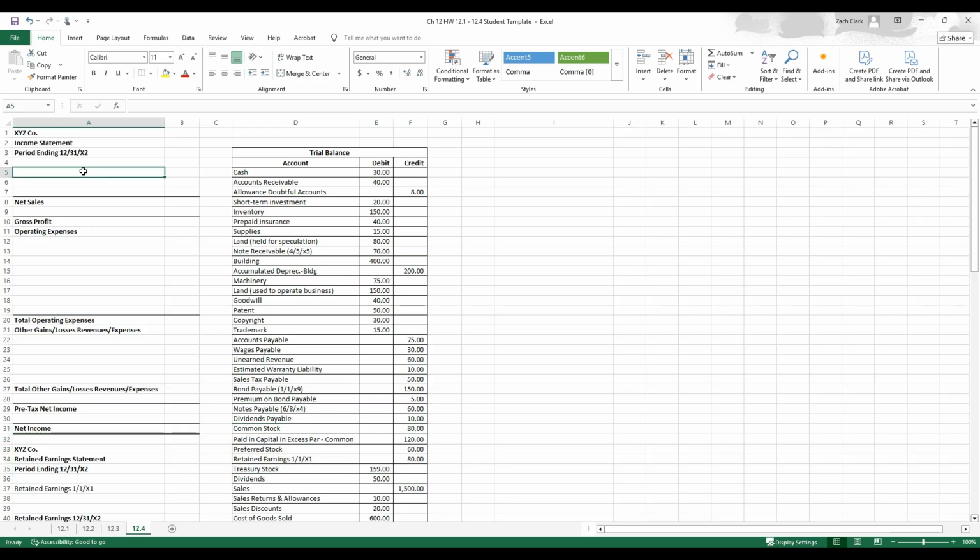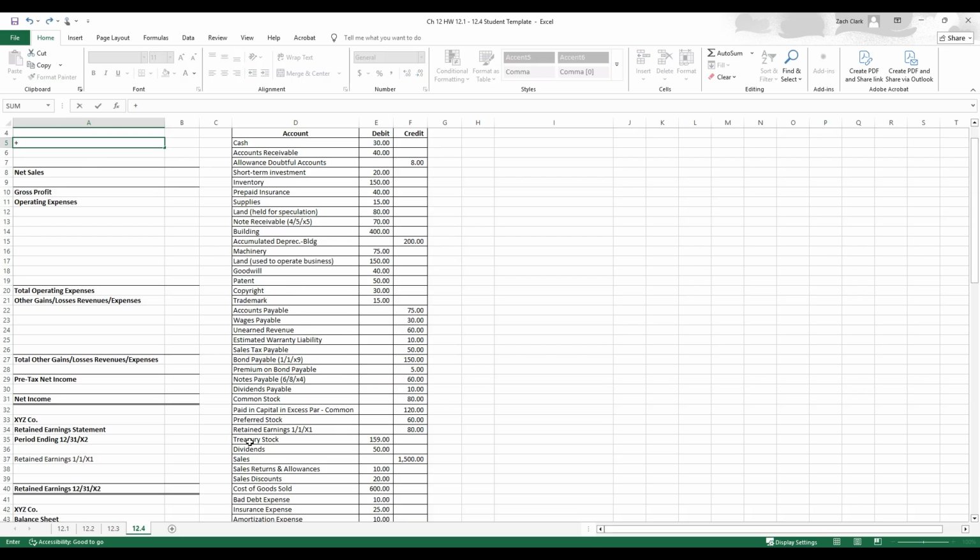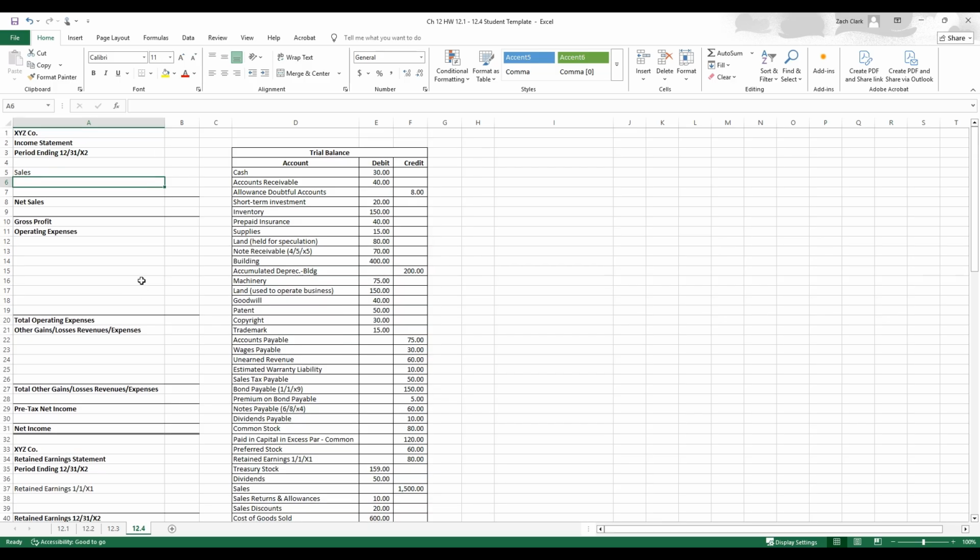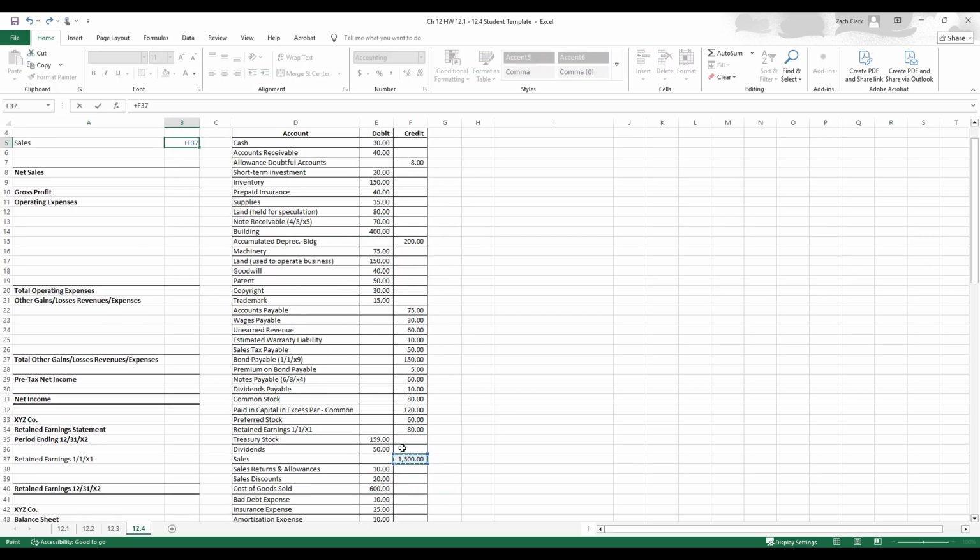So we're going to do our multi-step income statement to start. And we can just link in off the trial balance. That's another nice feature of having it set up in that way. So we've got sales as our first line item there. And then we're going to have sales returns and allowances and sales discounts.